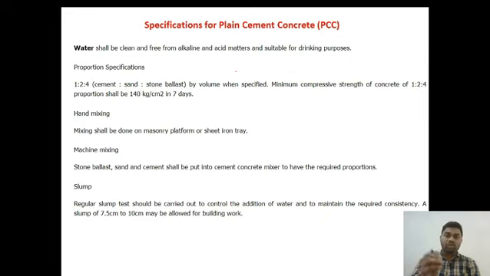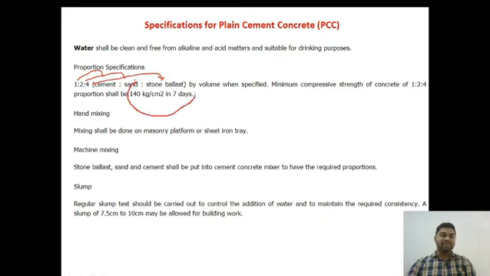Proportion specification. What proportions do we need to use? 1:2:4 cement, sand and stone ballast by volume when specified. Here 1 is of cement, 2 is of sand, 4 is of stone ballast by volume. Minimum compressive strength of concrete of 1:2:4 proportion shall be 140 kg per centimeter square when tested at 7 days.